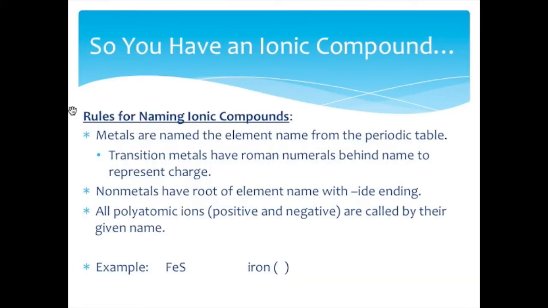Before we try to figure out what Roman numerals go in there, let's name the nonmetal. Sulfur is the elemental name for the symbol S. However, we need the IDE ending, which makes it sulfide. Now, our job is to figure out, okay, so how do we know what charge the iron atom has on it? Well, if you look at sulfide and at the periodic table, you will see that sulfur is in a family with oxygen, which means that it forms an ion of 2-.